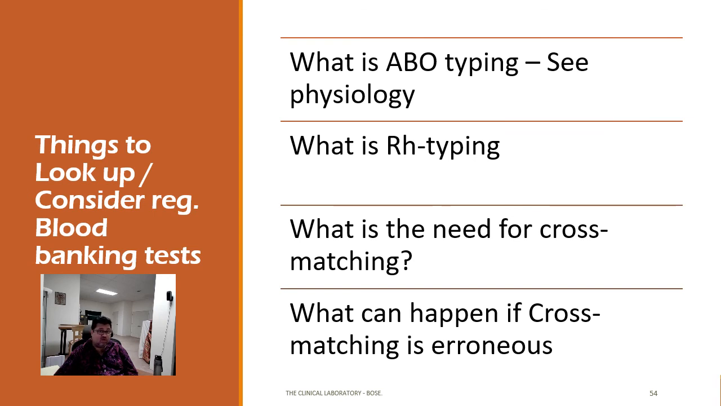If it is erroneous, for example, if they say that this is this person's blood, or if they say this blood is type O or type A, and it turns out to be not a type O or type A, then what can happen in clinical settings? That's what you would want to know from this section.